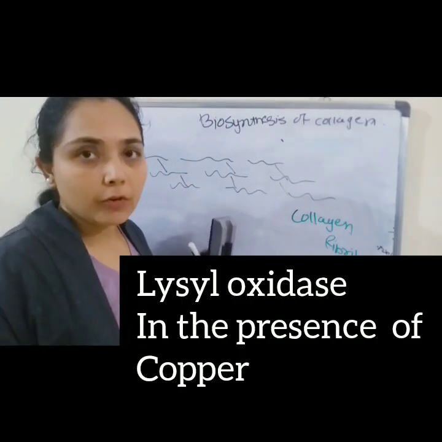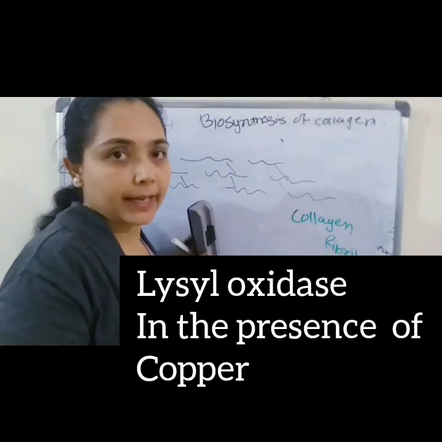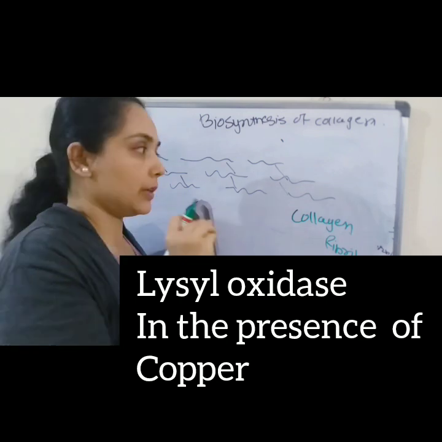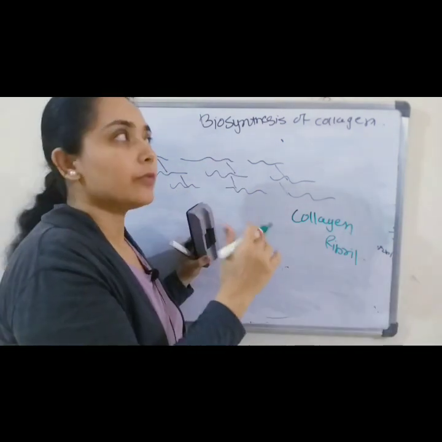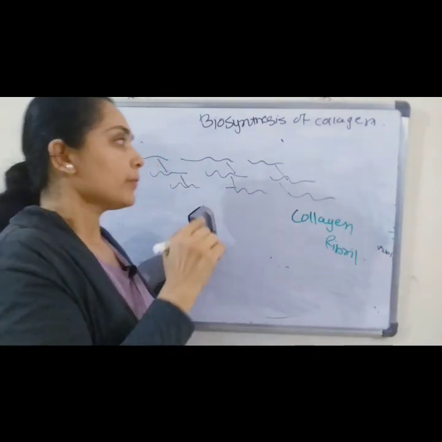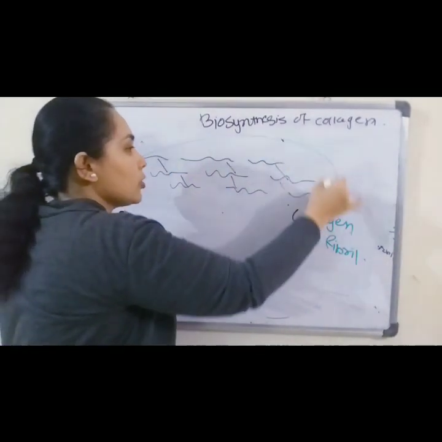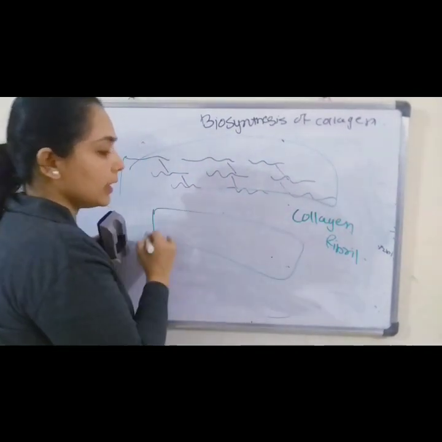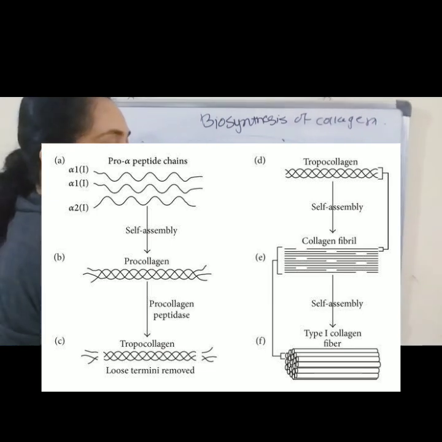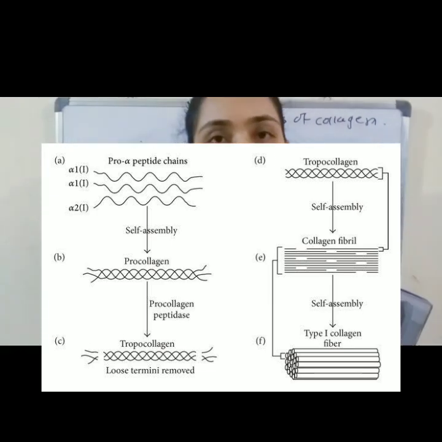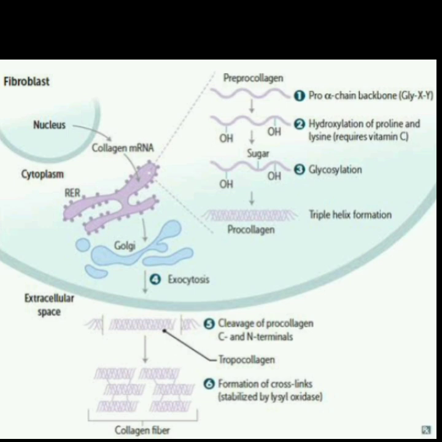The enzyme involved here is lysyl oxidase, and the action of this enzyme takes place in the presence of copper. Now we will get the collagen fibrils, and many such collagen fibrils will come together and we will get the collagen. Okay, so now let us quickly revise what we have studied so far.